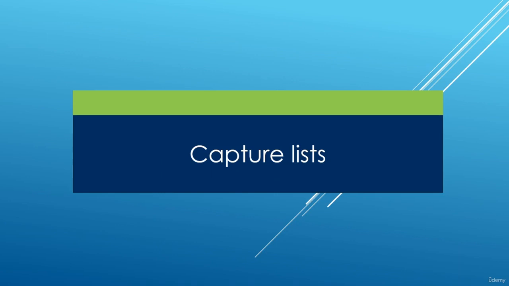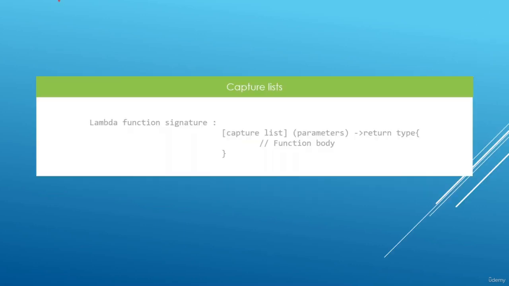In this lecture, we're going to see how we can use capture lists in our Lambda functions and do some useful things. We have seen that the syntax of our Lambda functions includes these square brackets here, but we haven't really used them to do anything. For what we have done in the last lecture, they were empty all the time. In this lecture, we're going to use them.